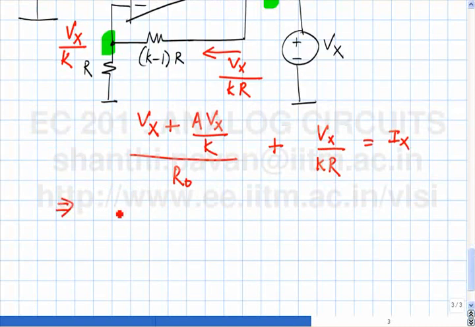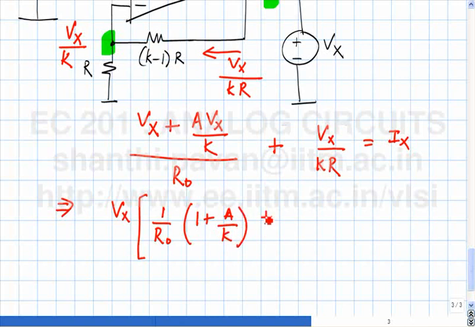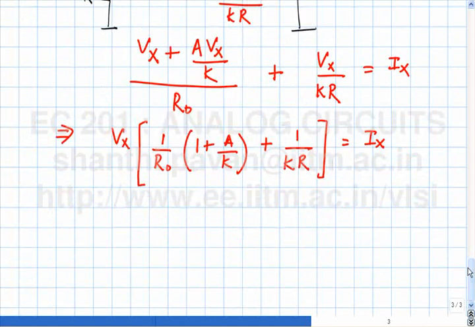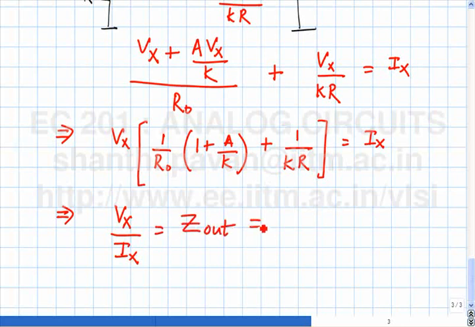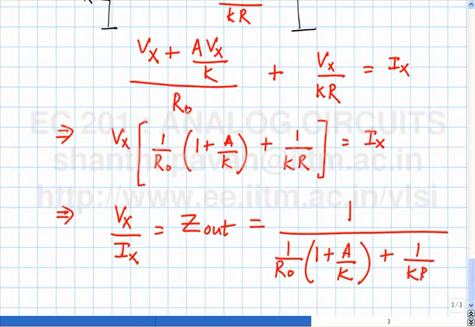Which means Vx times 1 over RO times 1 plus A by K plus 1 by KR must be Ix, which I can write as Vx by Ix, which is equal to the output impedance Z out, must be one over RO times 1 plus A by K plus 1 by KR.